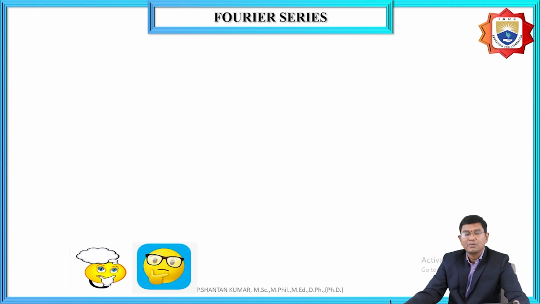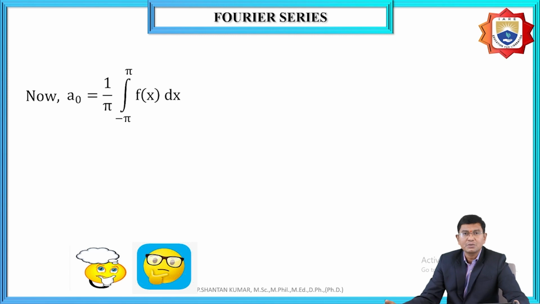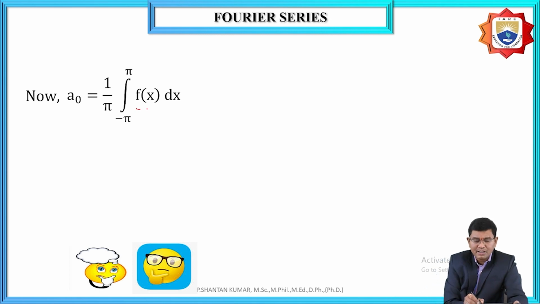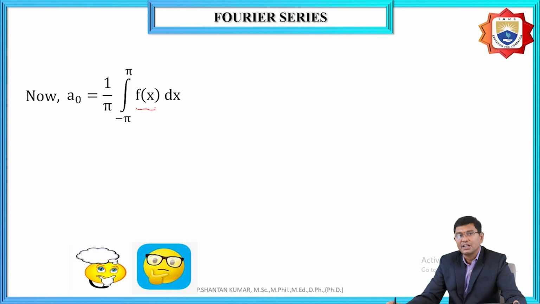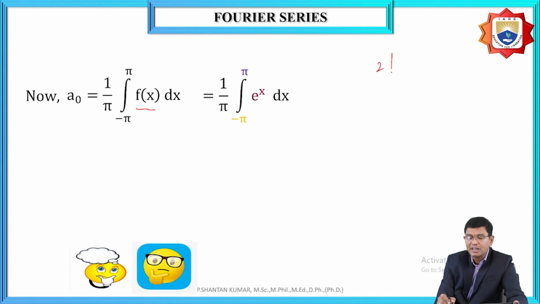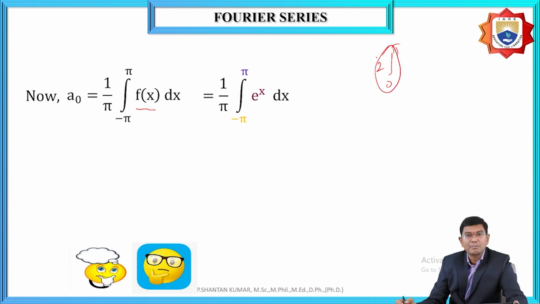Here, for example, first we need to find the a naught value. We know the given formula: a naught is equal to 1 by pi integration from minus pi to pi of f of x dx. The given function is f of x equal to e power x, so we replace f of x with e power x. It is not possible to change this to 2 times the integration from 0 to pi or any other limits, because the limits are minus pi to pi. Therefore, it is not possible because the function is a neither function.